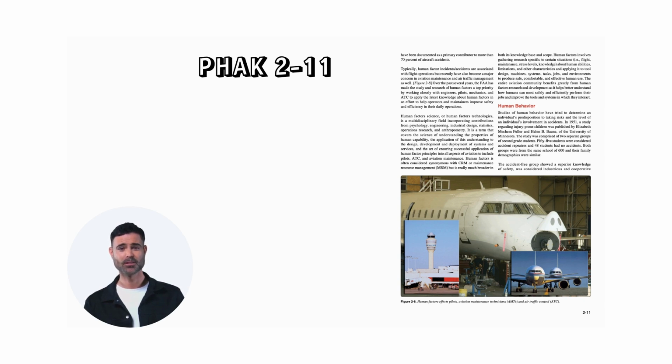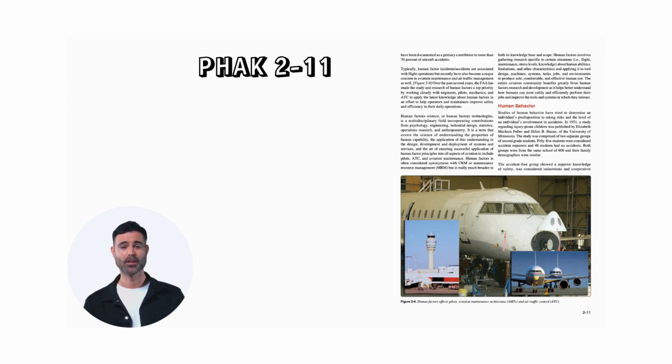Human behavior. Studies of human behavior have tried to determine an individual's predisposition to taking risks and the level of an individual's involvement in accidents. In 1951, a study regarding injury-prone children was published by Elizabeth Meckham Fuller and Helen B. Bohn of the University of Minnesota. The study was comprised of two separate groups of second-grade students. 55 students were considered accident repeaters, and 48 students had no accidents. Both groups were from the same school of 600, and their family demographics were similar.